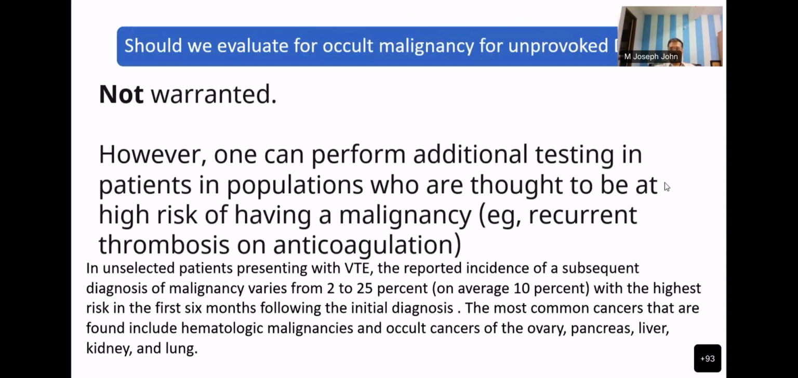In an unprovoked DVT, should we look for an occult cancer with a CT scan or a PET CT scan? This always comes to our mind. The answer is no. We do not need to do a PET CT scan, even if the X-ray is normal, ultrasound is normal, and there is no clinical evidence to suspect a secondary malignancy. Only if it is recurrent do you need to check that.